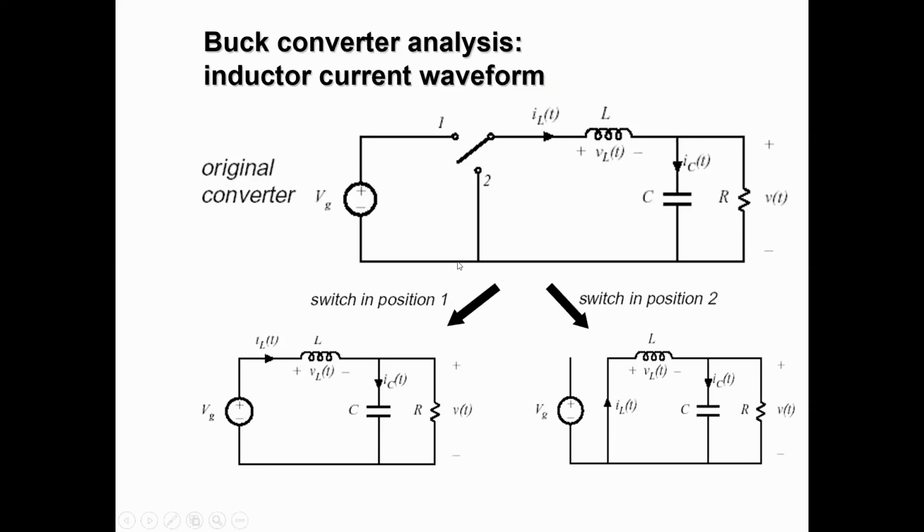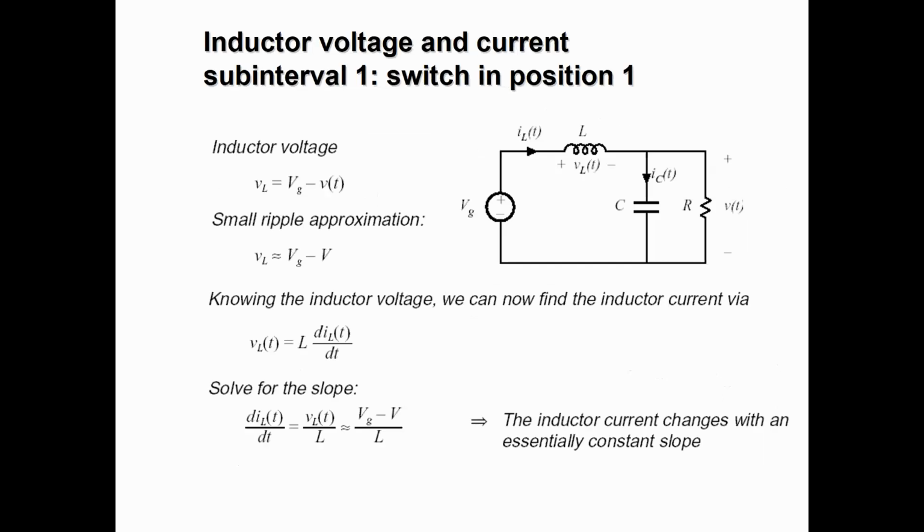Now let's go through their analysis. We are interested in the inductor voltage and the capacitor current. So we will derive an equation for the inductor voltage and capacitor current, and later we will apply the charge balance condition and voltage balance condition on these equations. First of all, when the switch is connected at position 1, what is the inductor voltage? If we apply KVL over here, we get Vg equal to VL plus Vt, or VL is equal to Vg minus Vt. This is the inductor voltage.